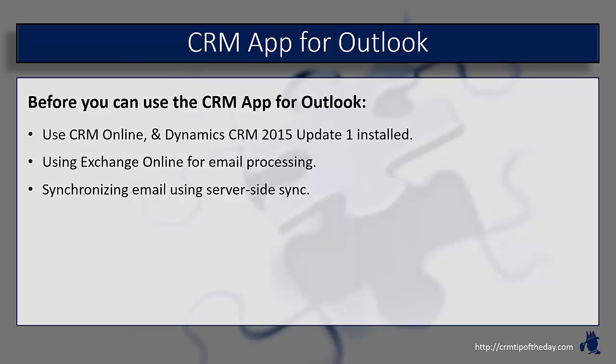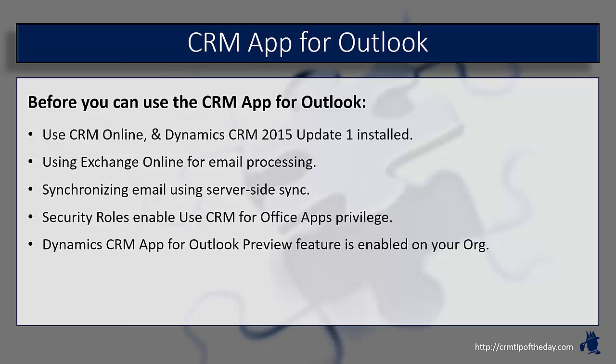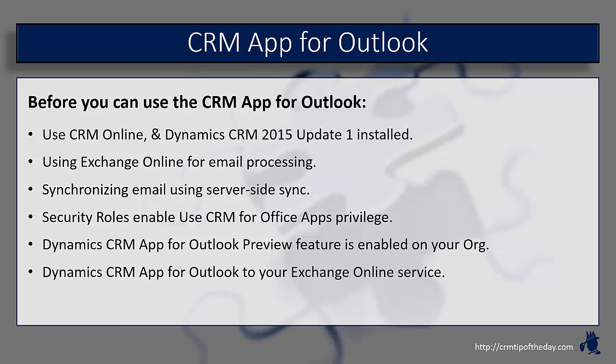The other thing is it does have some security settings that have to be enabled. There is a new CRM for Office apps privilege that has to be designated for any security role that will be accessing the CRM app through Microsoft Outlook, whether it's through OWA or through the Outlook client. They have to have that privilege enabled for their security role. You also have to have the CRM Outlook preview feature enabled for your organization. So under settings, you have to go in and enable this feature to allow yourself to play with it. And then the final piece is on your actual Exchange Online service, you have to go in and enable this particular option.